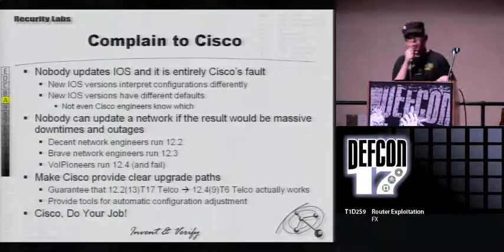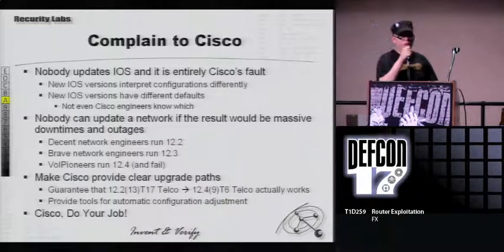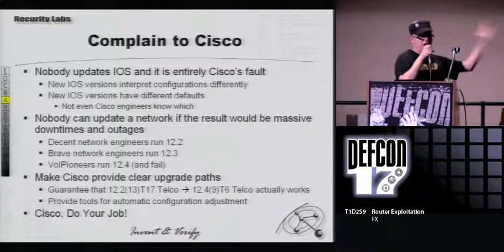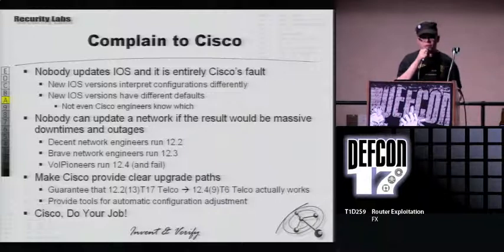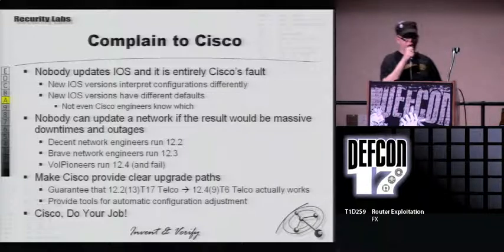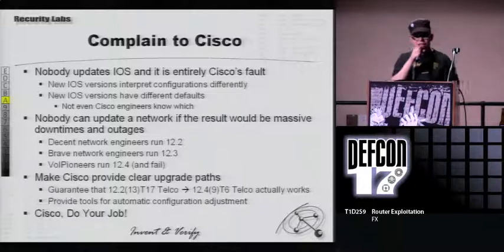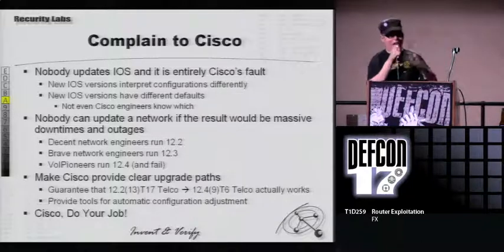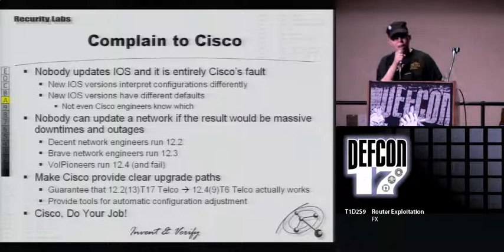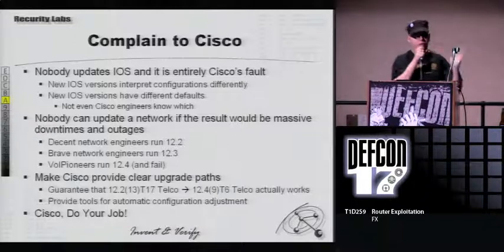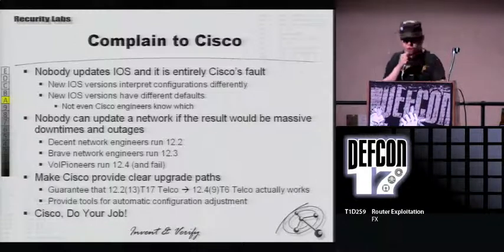The real problem is nobody updates iOS because then stuff breaks, like porn stops. You know, the cool people run 12.2 because that's the only thing they know is stable. The braver people run 12.3 and the VoIP people run 12.4 and fail miserably at getting it to work. Cisco should actually go ahead and find out how you can transition from one image to the other without breaking porn. They're the only ones that can find out. Thank you. Please do.